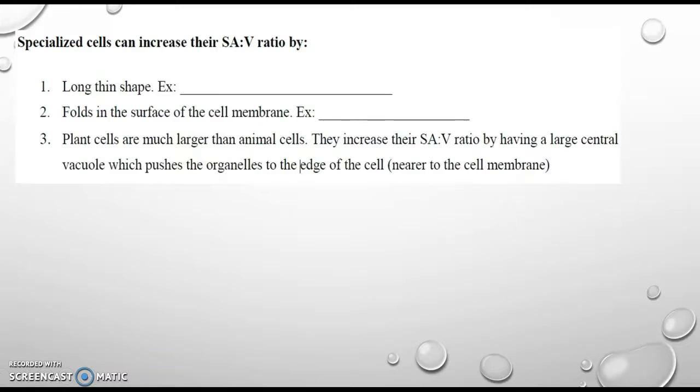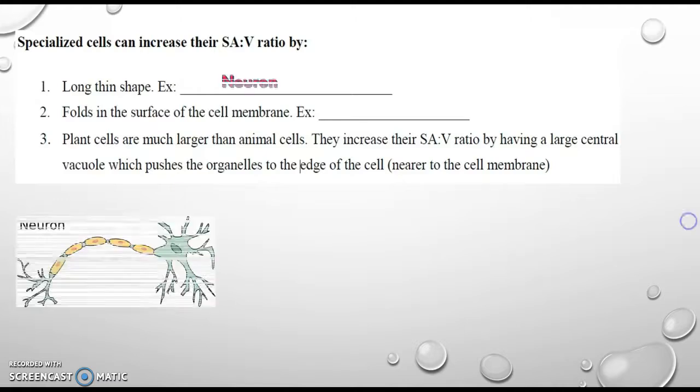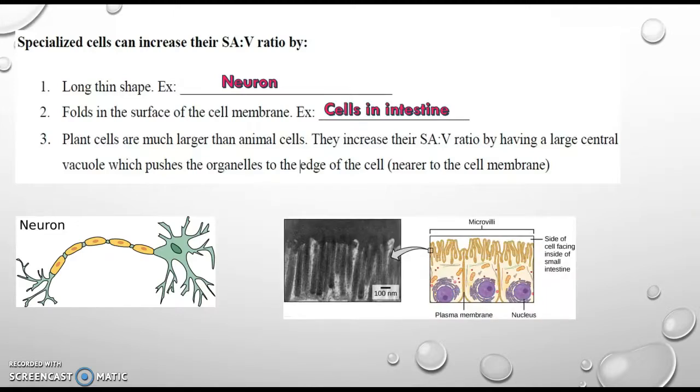There are some exceptions to the rule, and those are specialized cells that have adapted their surface area to volume ratio by changing their shape. The first example is a long, thin shape. This is used by our nerve cells, or a neuron. Your other example is a cell that folds in the surface of your cell membrane. The example of the cells in your intestines, with the villi and the microvilli. Those little folds increase the surface area of those cells.